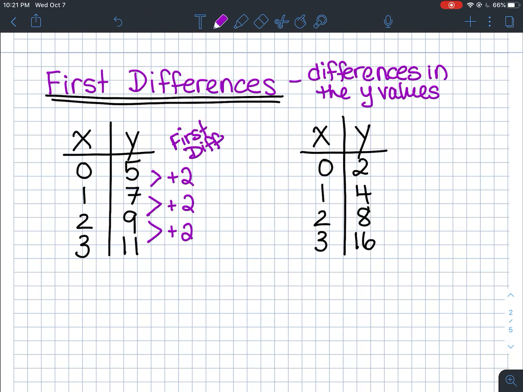They're the differences in the y values. It tells us what the y values are going up or down by. Okay, let's check the next table. 2 to 4, it's going up 2. 4 to 8, that's going up 4. 8 to 16, that's going up 8. So these are still called first differences. Notice in the first table of values, they're all the same. And in the second one, they're all different.